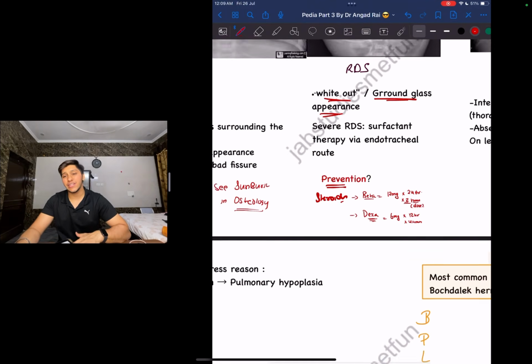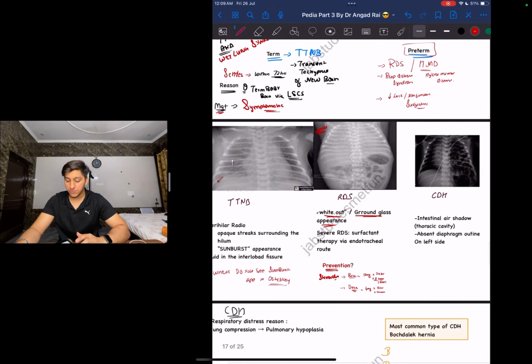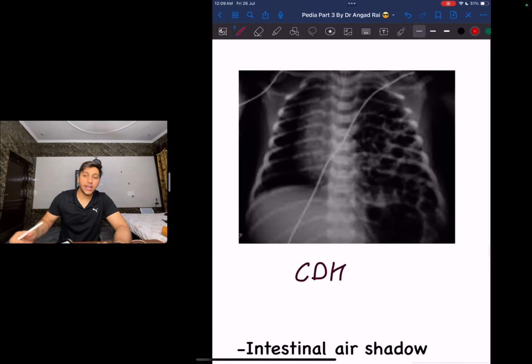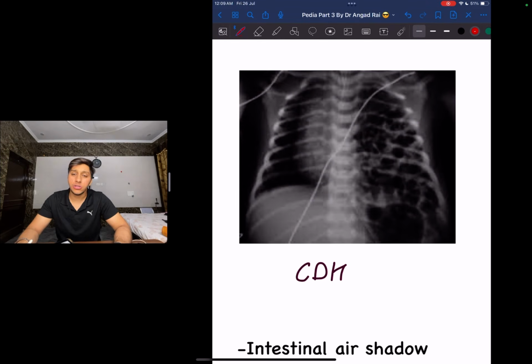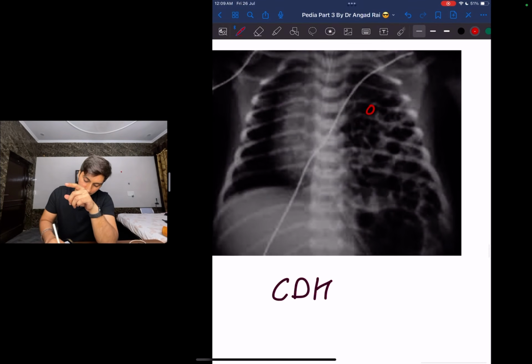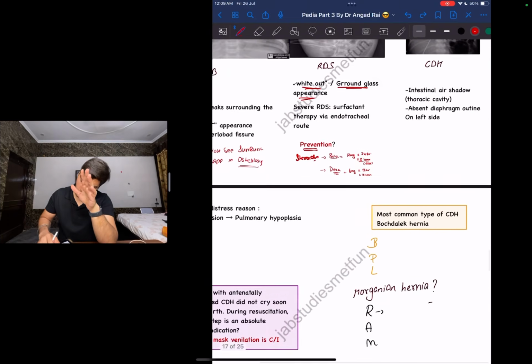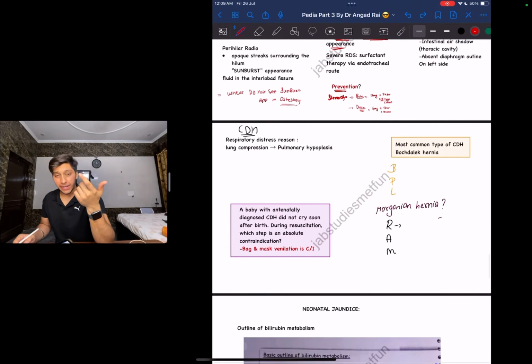Another condition with respiratory distress in babies is congenital diaphragmatic hernia. In congenital diaphragmatic hernia, guys, you can see over here in the X-ray that there are bowel loops in the lungs. And the other thing you can see over here is there is a diaphragm marking over here, but there is no diaphragm marking over here. Correct? Now let's talk about it in detail, guys.